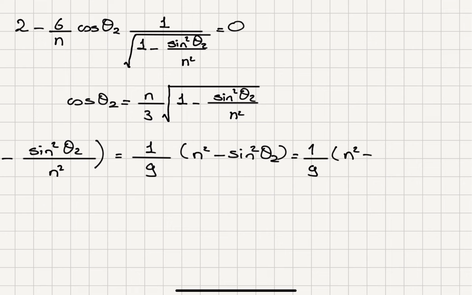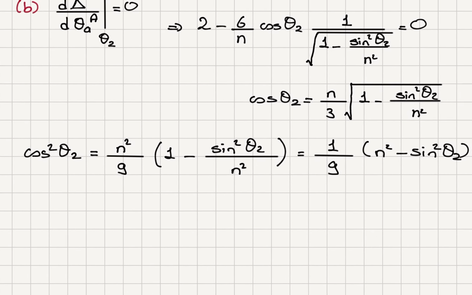N squared minus 1 plus cosine squared theta 2. So this is n squared minus parentheses 1 minus cosine squared, which is sine squared. So for sine squared, I'm substituting 1 minus cosine squared. So I obtain 1 over 9 (n squared minus 1) and 1 over 9 cosine squared theta 2.